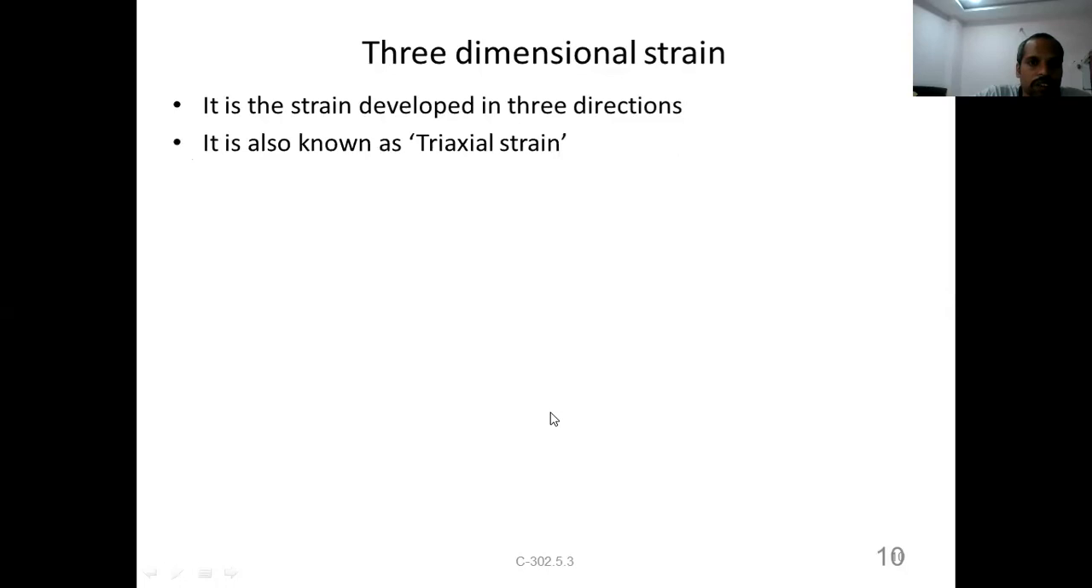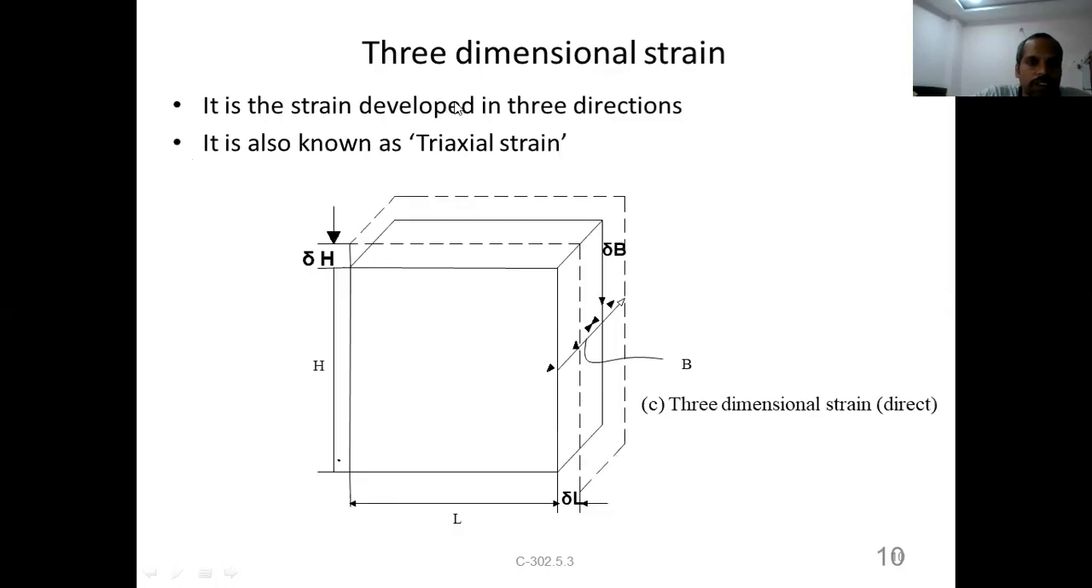Next, the third one: three-dimensional strain. It is a strain developed in three directions. It is also known as triaxial strain. So it's nothing but three-dimensional strain. You see this one? All along the three dimensions. This is along the length, this is width, and this is height. All along the three directions.